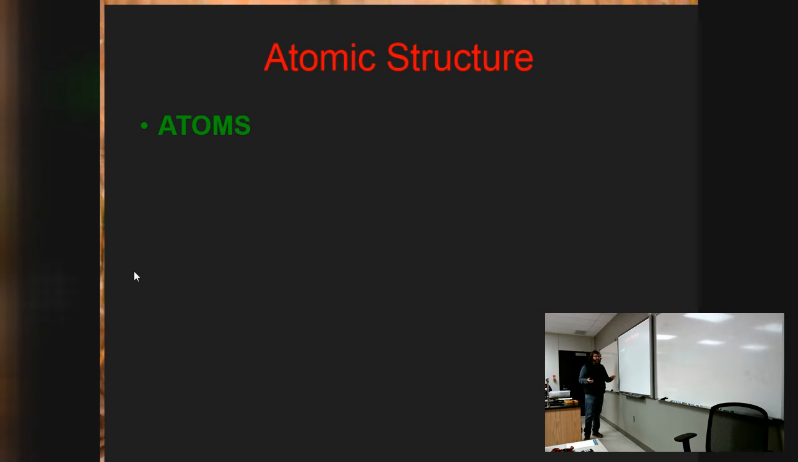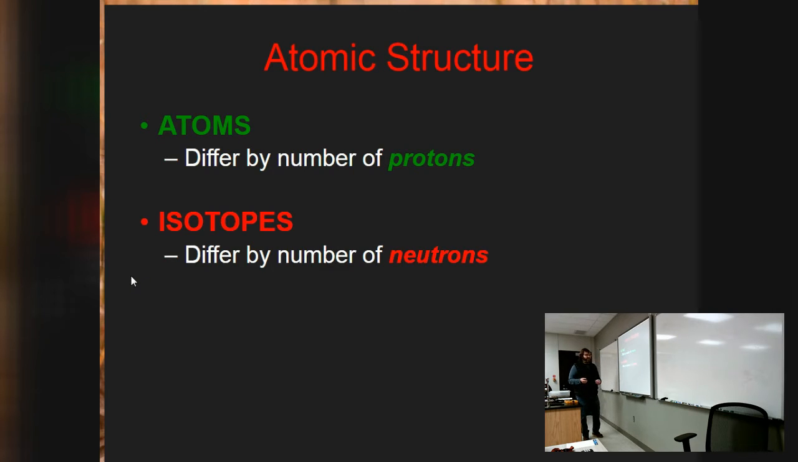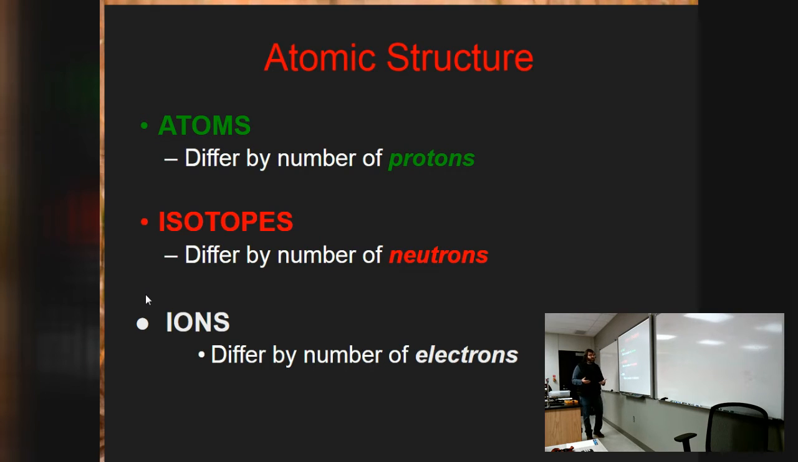Atoms themselves can be changed by the number of protons that they contain. Isotopes from last unit change based on the number of neutrons. They have the same number of protons, but different numbers of neutrons. And ions is a new topic that we're going to begin covering today. Ions have the same number of protons, but they differ by the number of electrons.